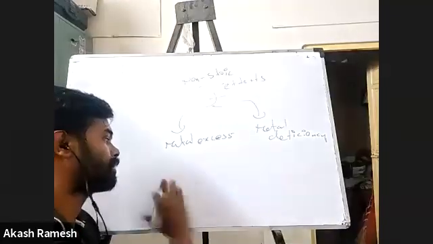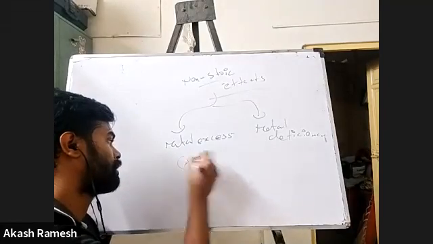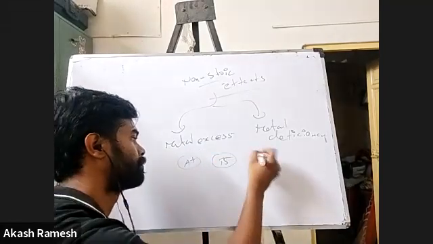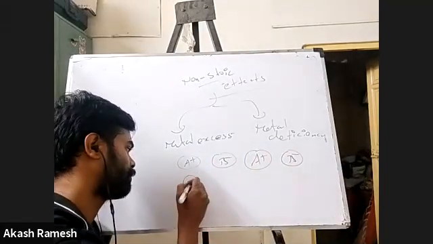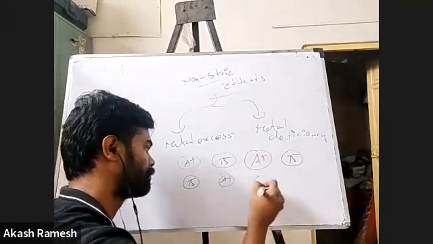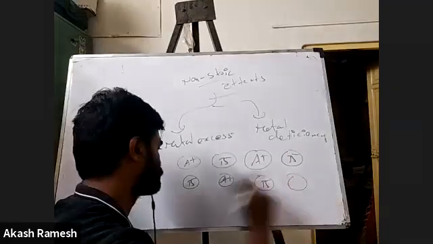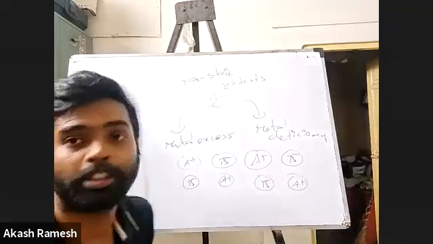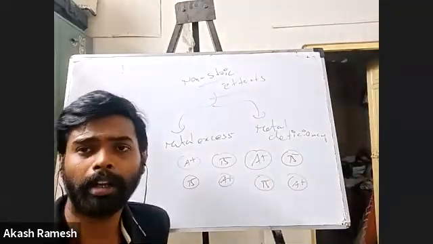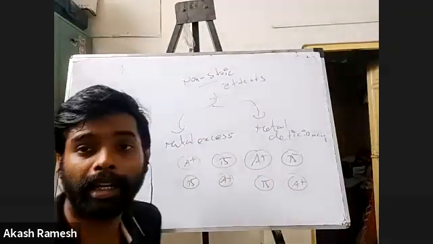Now metal excess, fine. So now I'll just write the lattice again. I'll just write 2 rows for simplicity. So this is a perfect lattice. Now we are talking about metal excess.